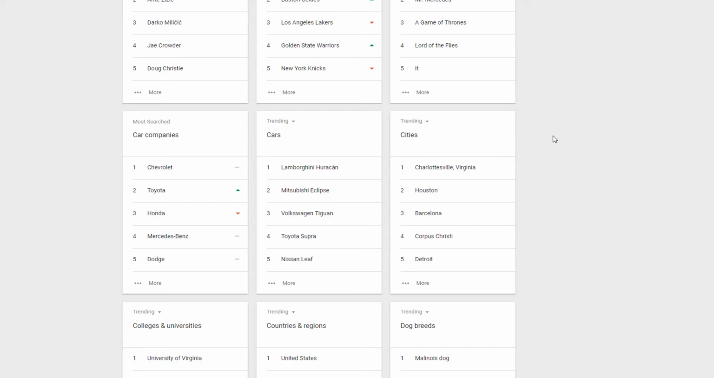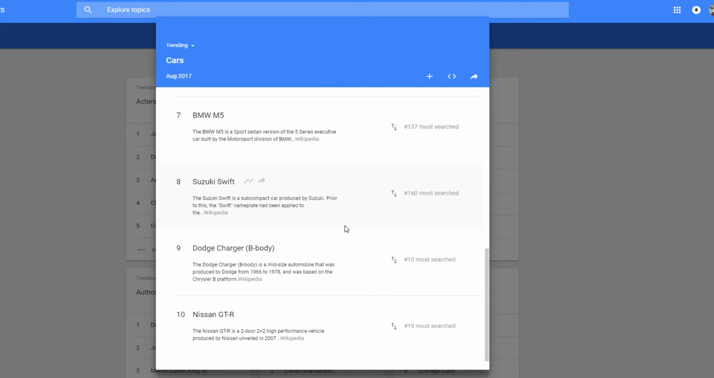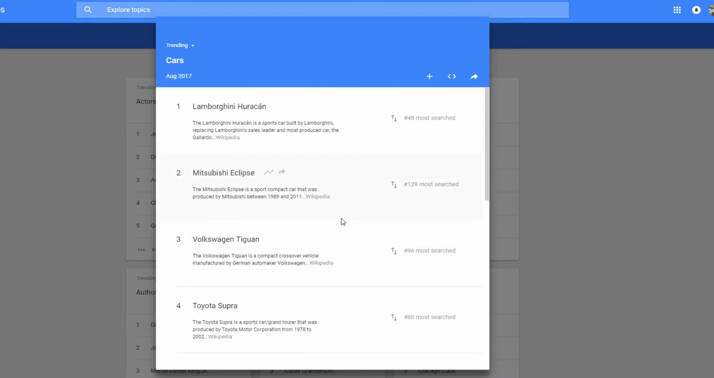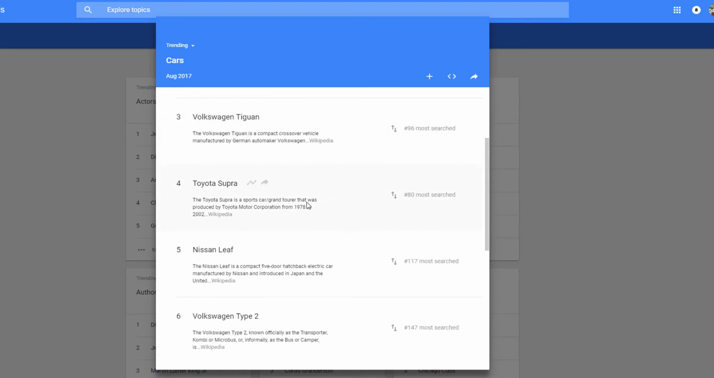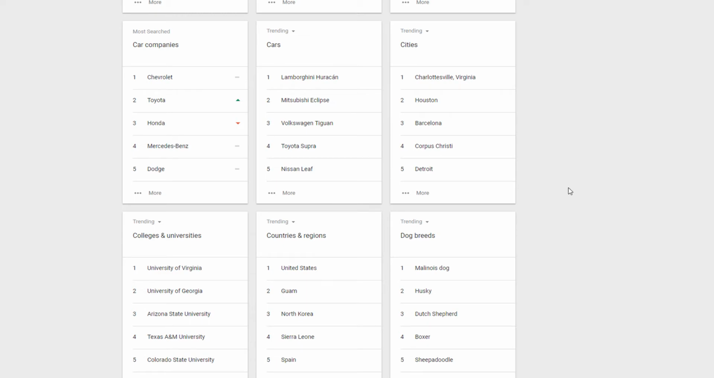Let's click off of here. What about the most popular cars right now? People are searching for Lamborghini, the Mitsubishi Eclipse. These are some of the cars that people are searching for. You notice we can also click on more and go down a little further and see other things that people are searching for. So if you were covering cars, had a YouTube channel about cars or a blog about cars, you could go through and see what people are searching for right now to create the content that people are searching for.